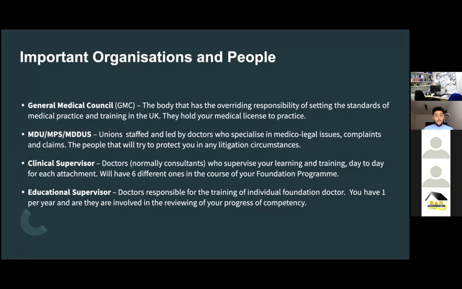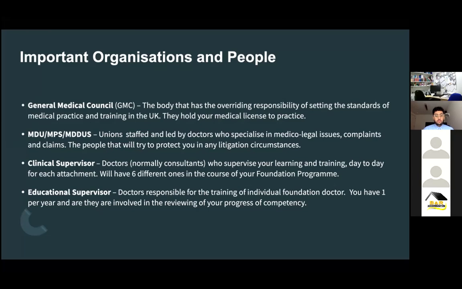And then these next two are the people that I work quite well with. As a junior doctor, you usually have a clinical supervisor and an educational supervisor. Your clinical supervisor is usually the consultant you're working with, and they supervise your day-to-day training on the wards. Obviously you'll have 6 different ones in your foundation program. If you go to higher training, you'll also have a clinical supervisor, and they're usually consultants. Then you move on to your educational supervisor, who has a slightly different role, and they're responsible for your actual training as a junior doctor.